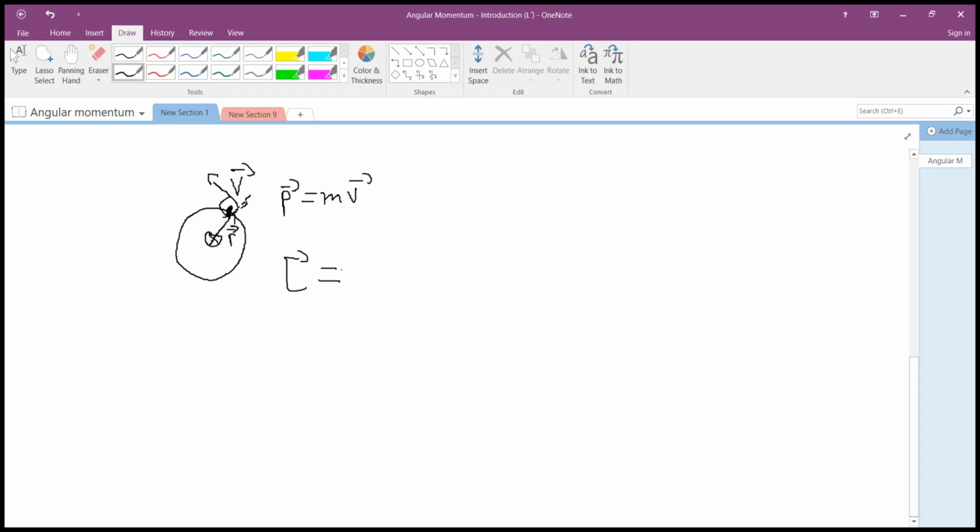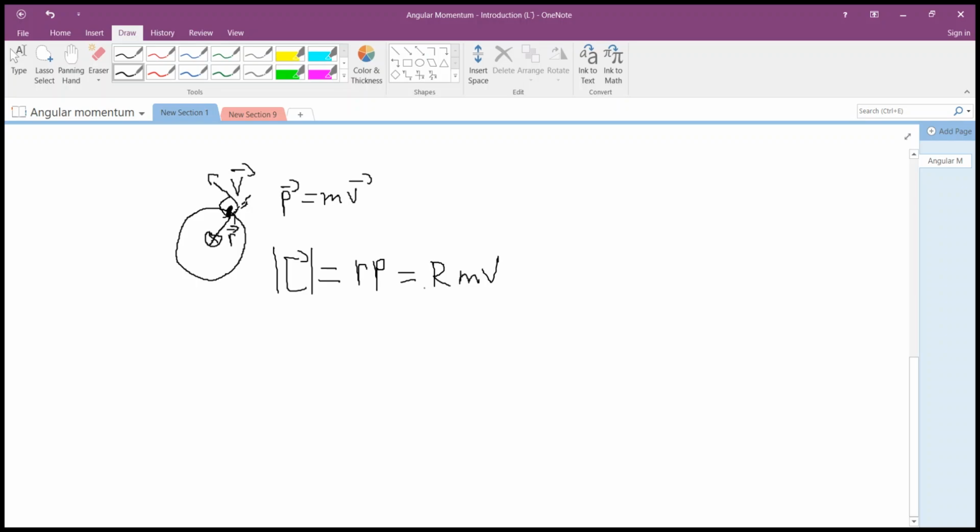This means the magnitude of angular momentum is simply the magnitude of r times the magnitude of p. If the radius of the circle is big R, then the magnitude of the position vector is big R. And there we have it, the angular momentum.